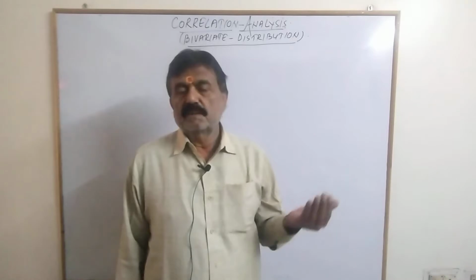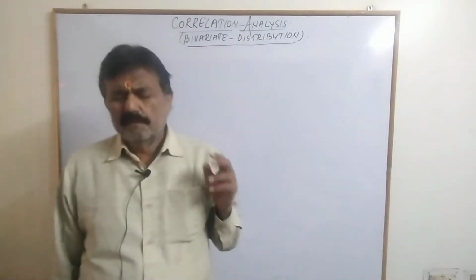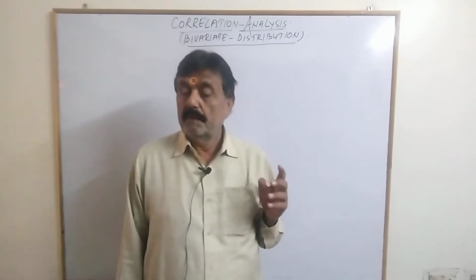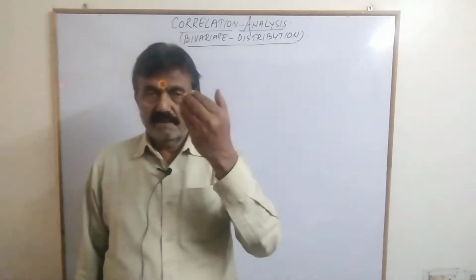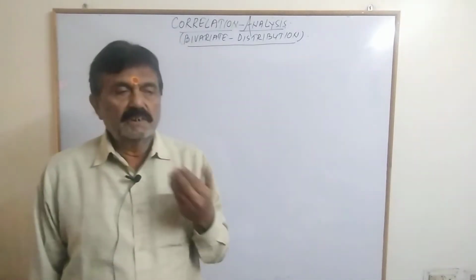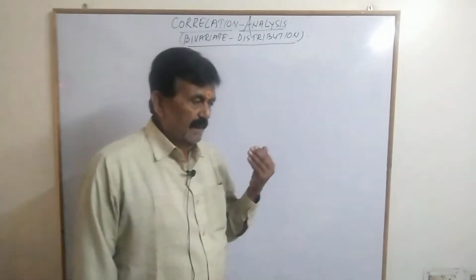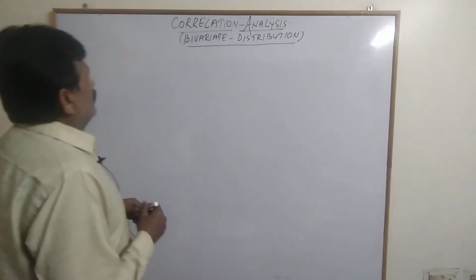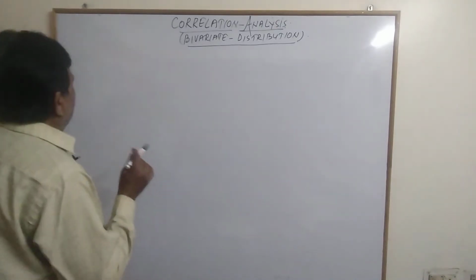So univariate distribution, bi means two. In the correlation analysis we shall have two variables x and y. But let us see what happens in the case of univariate distribution and how it is expressed, what are the different features of the univariate distribution. So let us first, in a few minutes, I am explaining.